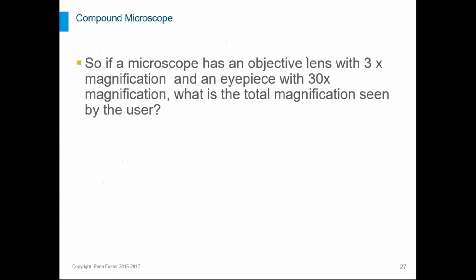So we do have a practice problem for that. If you have a microscope with an objective lens that has 3 times magnification and an eyepiece with a lens that has 30 times magnification, what's the total magnification seen by the user? So you just multiply those numbers together. 3 times 30 gives us 90. So if you use this microscope, what you're going to see is an image that's 90 times bigger than the actual object that you're looking at.